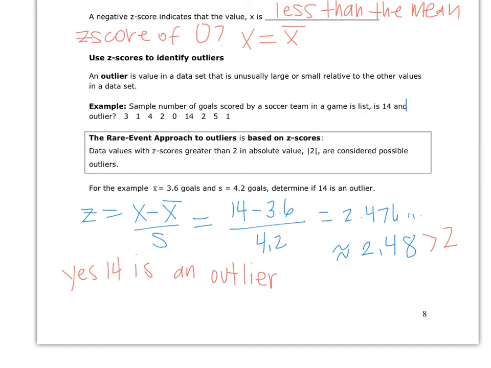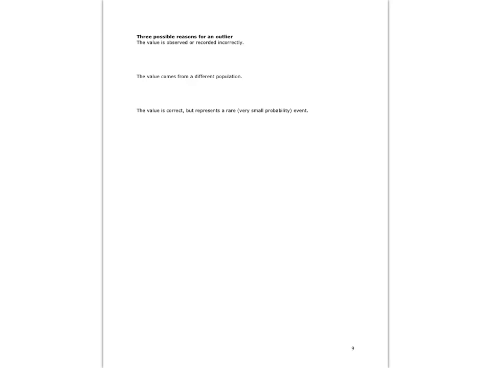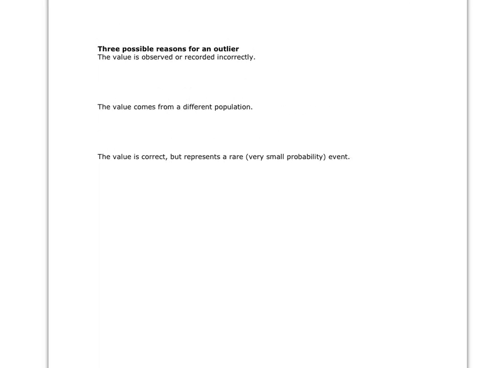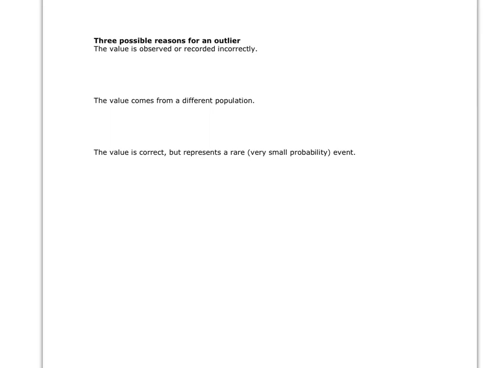Okay, so we're going to revisit the reasons why we might have an outlier and think about those in the context of this particular problem. Just identifying that we have an outlier doesn't mean that we throw it out, doesn't mean that there's anything wrong with it, but we do want to consider where it might have come from. Given that this 14 is in this data set, and we've said that it's an outlier, we want to consider if possibly the value is observed or recorded incorrectly.